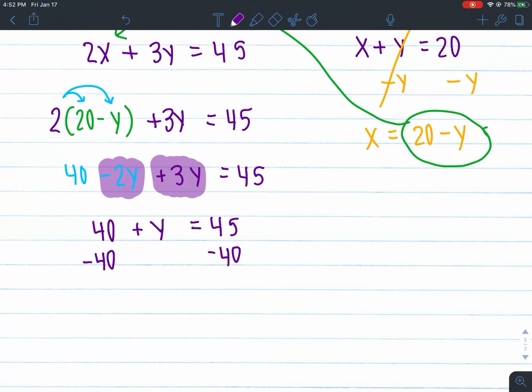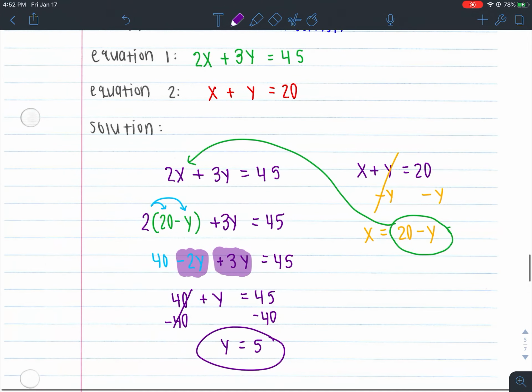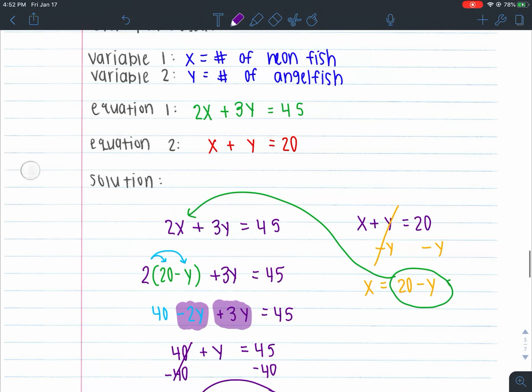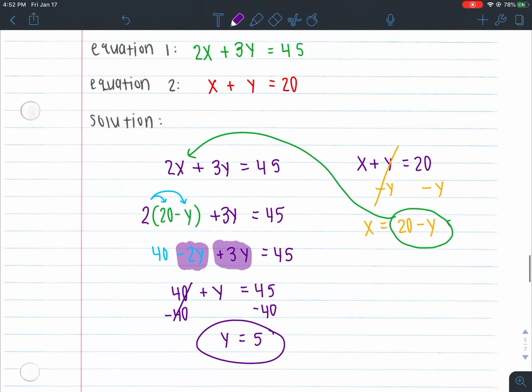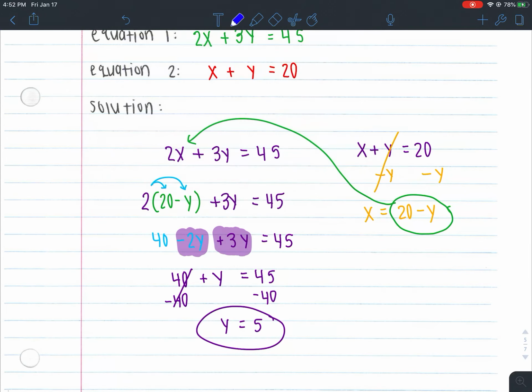And I'm going to subtract 40 on both sides. So y equals 5, because 45 minus 40 is 5. So that means y equals 5. Well, what does that mean for my problem? Well, what does y represent? The number of angelfish. That means he's purchased 5 angelfish.